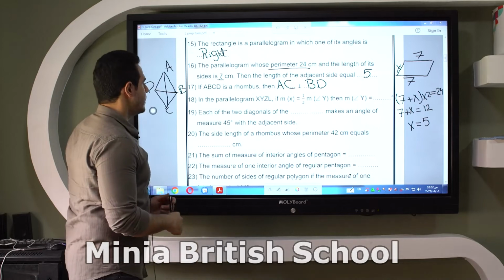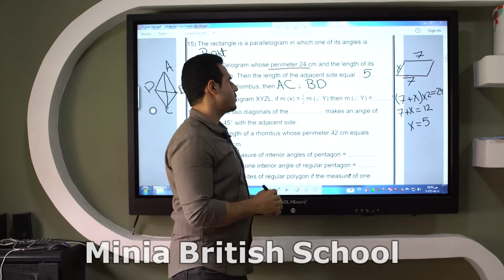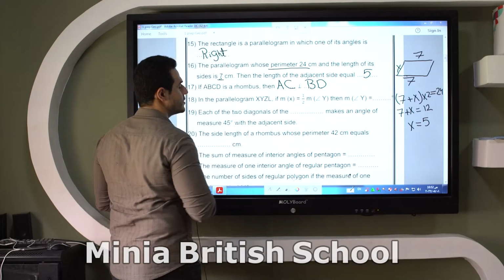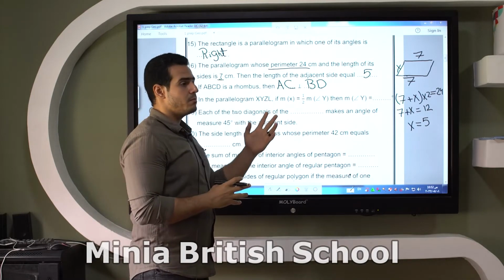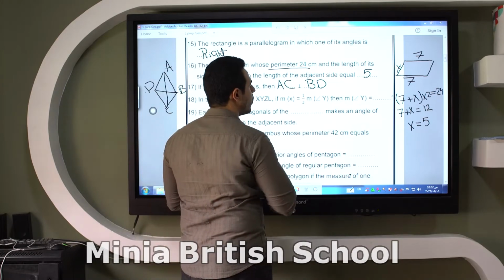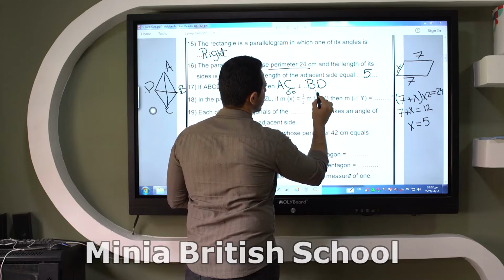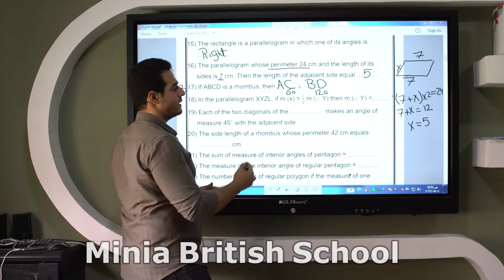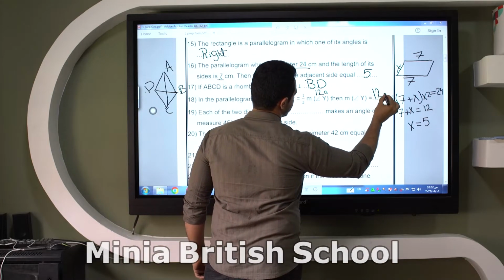Number 18. In the parallelogram XYZL, if the measure of angle X equals half the measure of angle Y, X and Y are two consecutive angles, and their sum must be 180. So if X equals half of Y, then X equals 60 and Y equals 120. In this way, their sum equals 180. So the measure of angle Y equals 120.